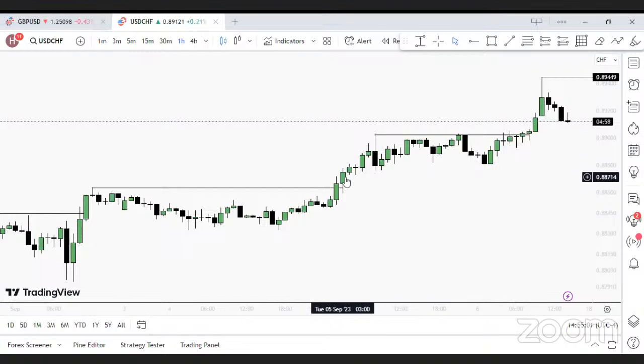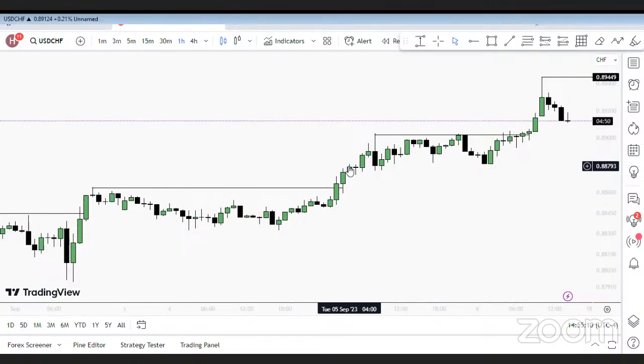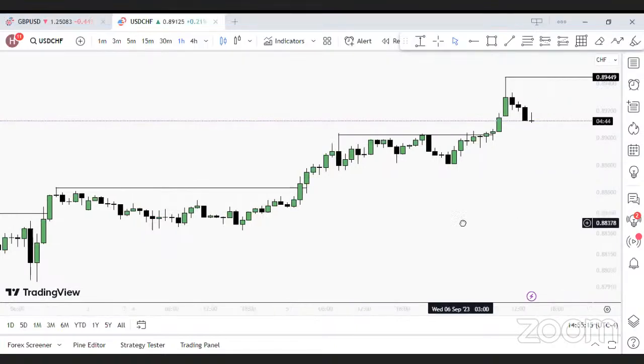So I utilize this opportunity. Maybe bought from here to this price, and from here I'm okay. So that is how you can easily trade the forex market.